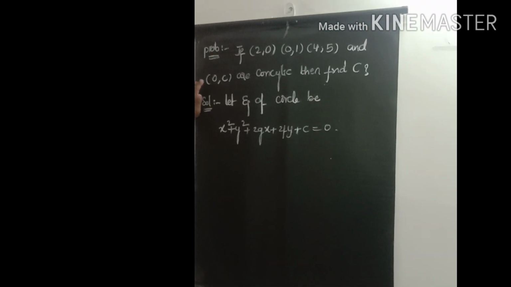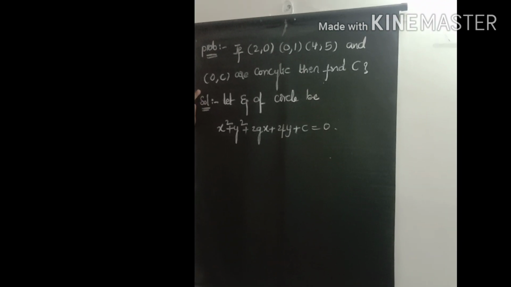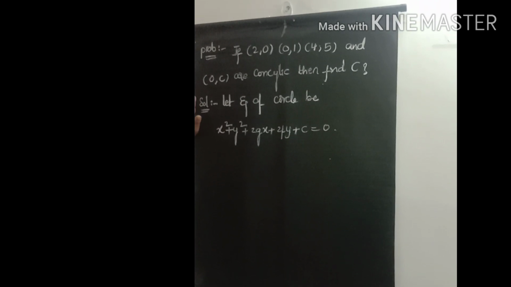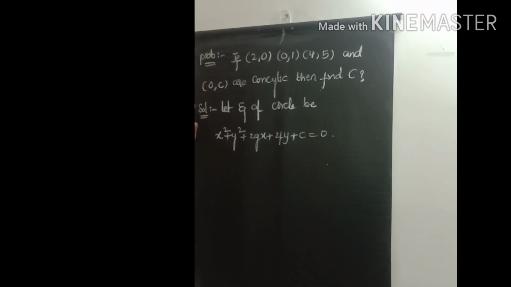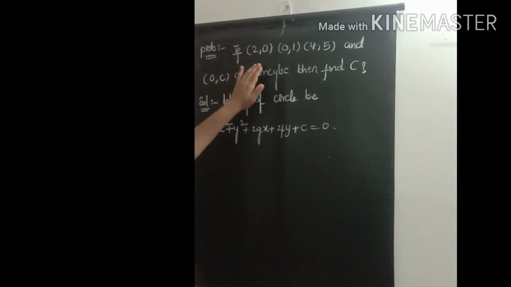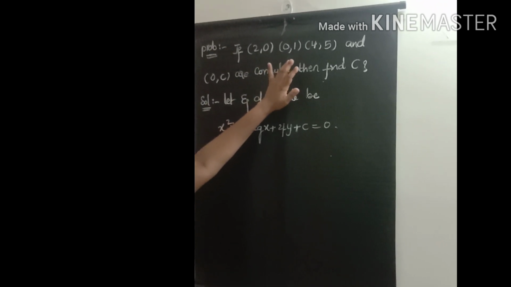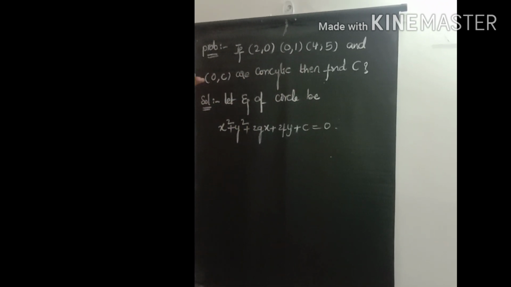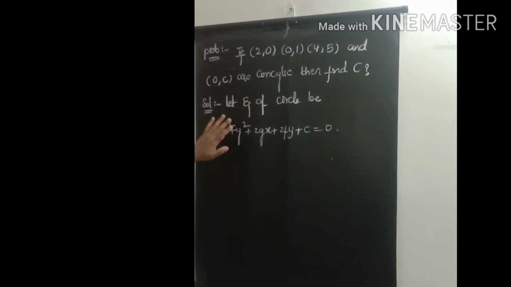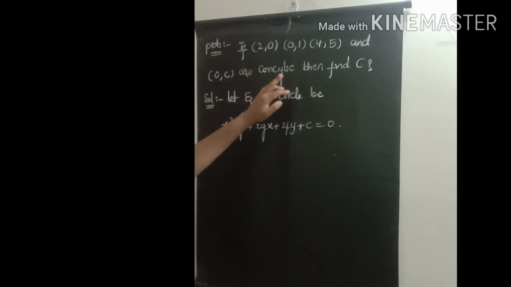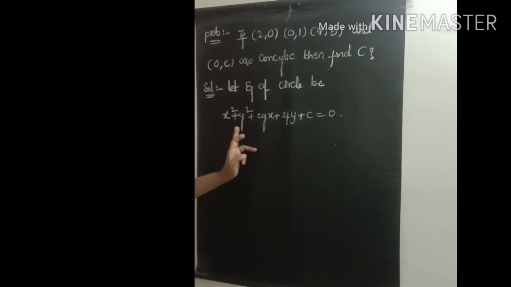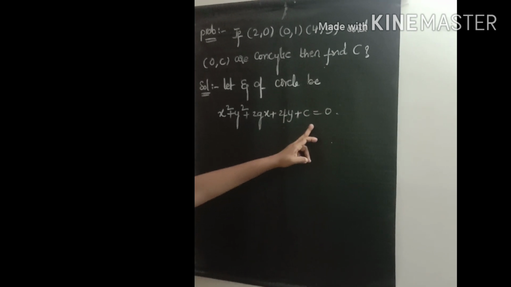Next problem. If (2, 0), (0, 1), (4, 5) and (0, c) are concyclic points, then find c. Given that the points are concyclic means all the points lie on the same circle. So first we find the equation of the circle from the first 3 points, and then substitute the last point in that equation to get the value of c. Let the equation of circle be x square plus y square plus 2gx plus 2fy plus c is equal to 0.